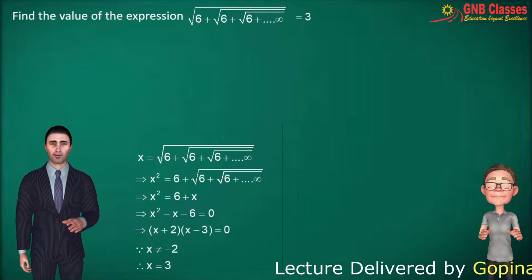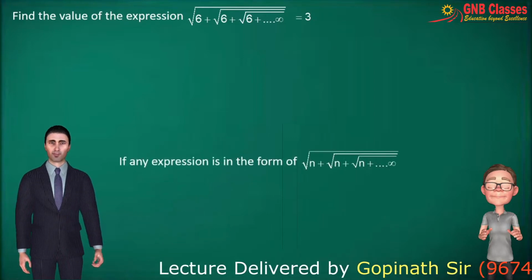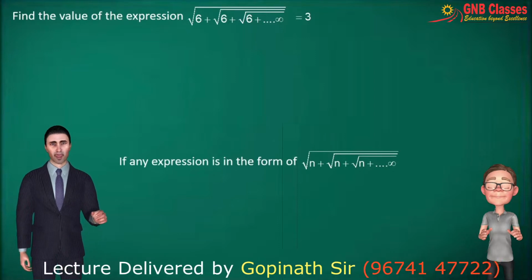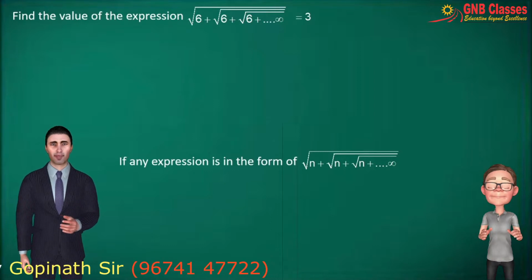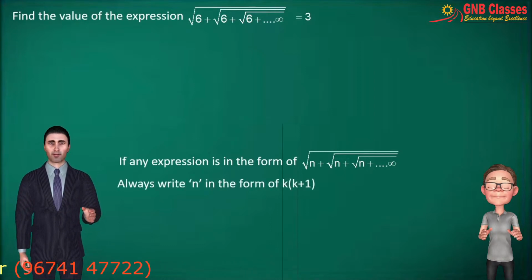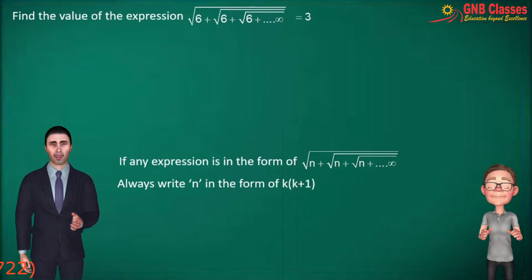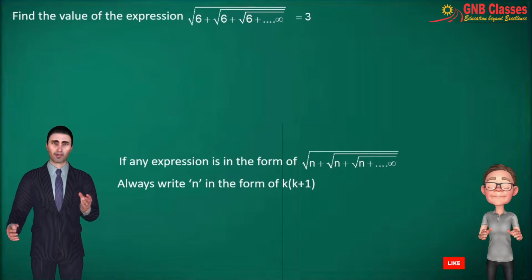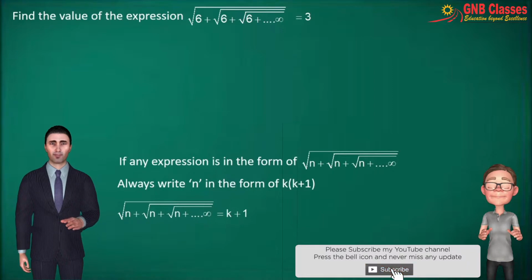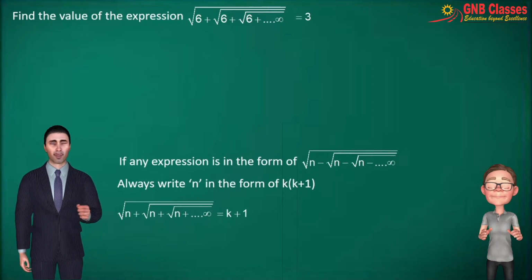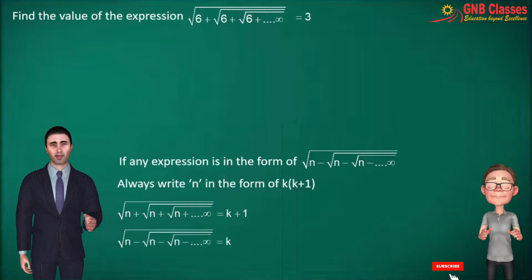Okay, see the trick. If any expression is in the form of under root n plus under root n plus under root n till infinity, then you always write n in the form of k into k plus 1. Then you can directly write the answer of under root n plus under root n plus under root n till infinity as k plus 1 directly. But if the expression is of the form under root n minus under root n minus under root n till infinity, in that case the value of the expression will be k only.